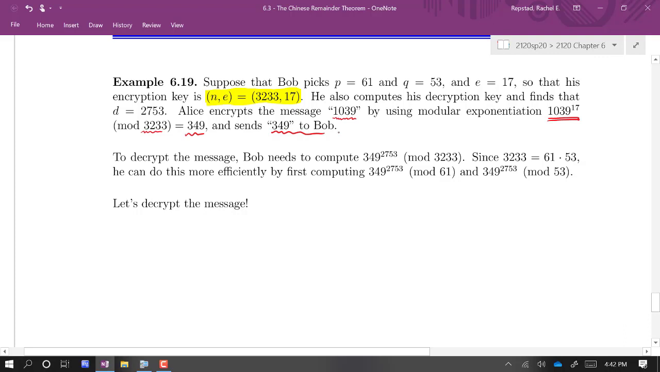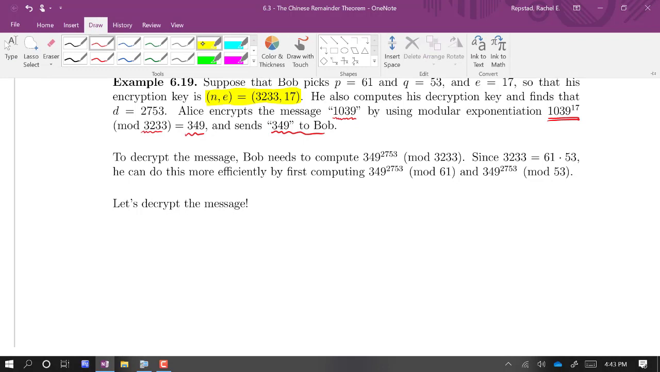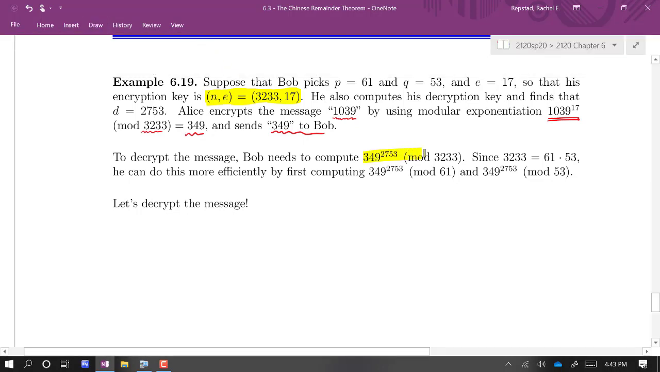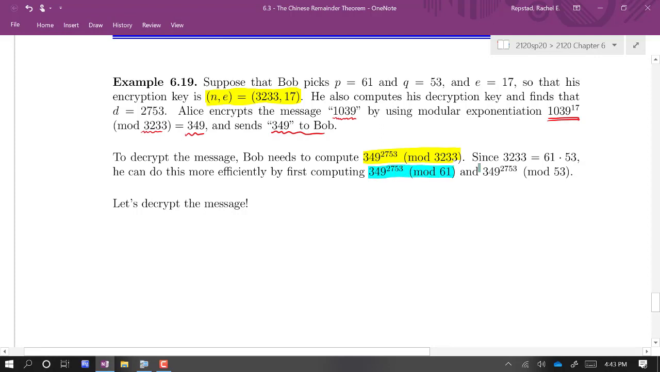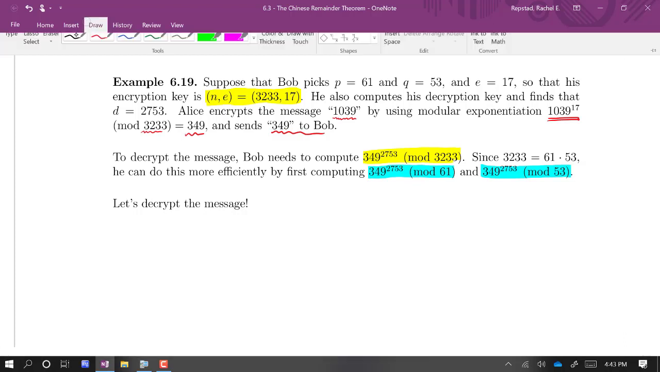Now, to decrypt the message, Bob has his own decryption key. He knows what it is, and D is 2753. So decrypting involves making this calculation, right? C to the D mod n. We can do this a little bit more efficiently by replacing that with these two calculations. It's the same power, right? It's still 349 to the 2753, but we're going to evaluate it mod 61 and then mod 53 separately.